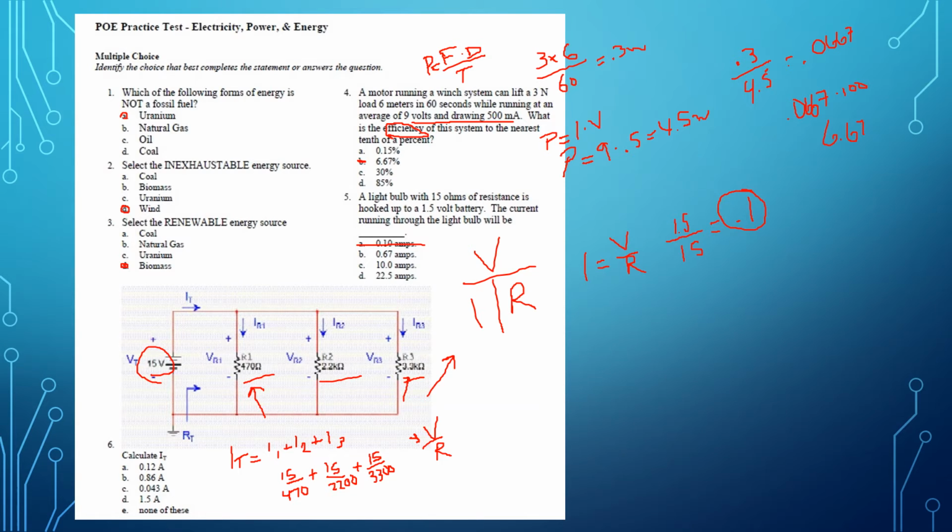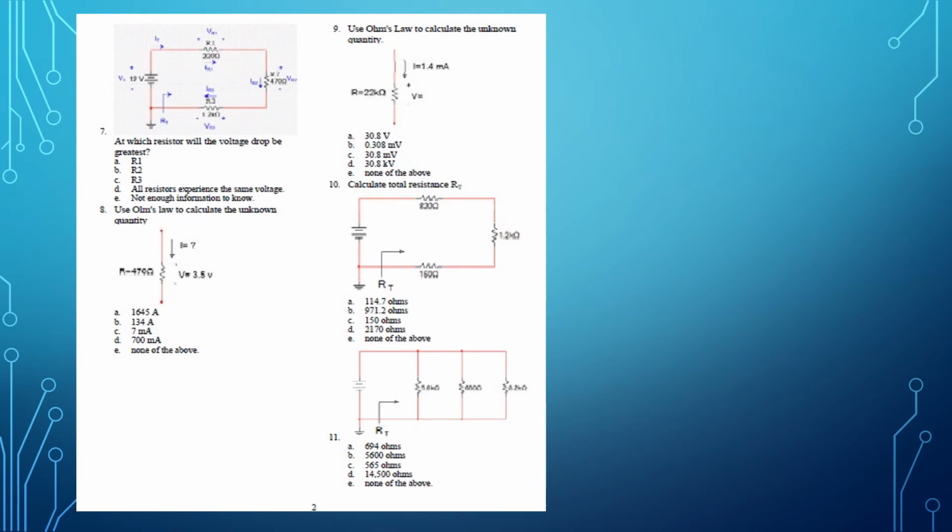And again, this is all equal to IT. So when you plug that in your calculator, your total current should come out to 0.043 amps. So over here, option C is what you're looking for. Next one, number 7.